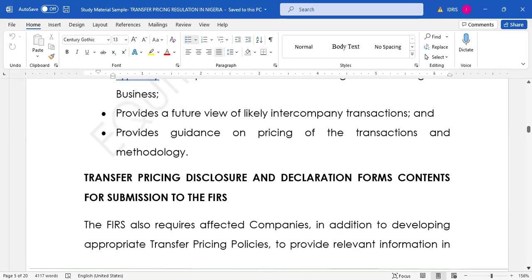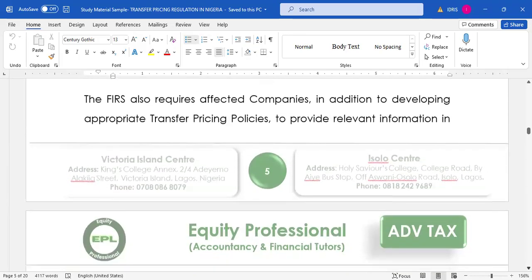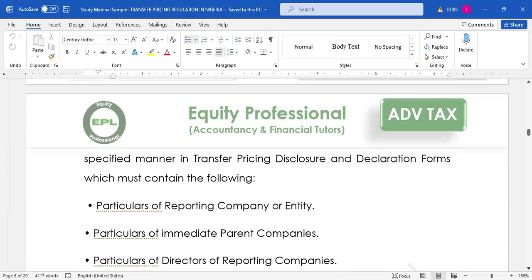Now, let's look at transfer pricing disclosure and declaration form. Apart from filing transfer pricing, if you want to file transfer pricing annual return with FIRS, you have to fill a form called transfer pricing disclosure and declaration form. What are the contents of the form? Number one, particulars of the reporting company or entity.